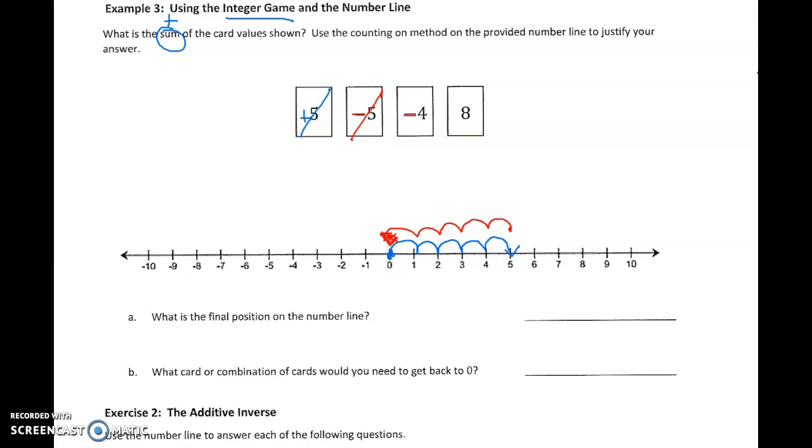I'm going to move 4 units to the left. Where did I end up? I ended up here at 0. So now I'm going to go to the left. 1, 2, 3, 4. And now I'm at -4.